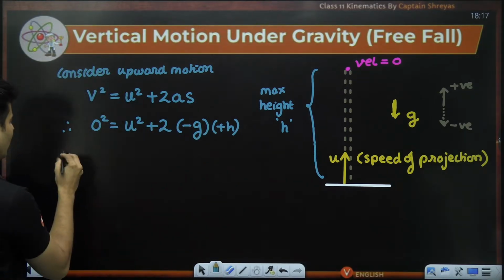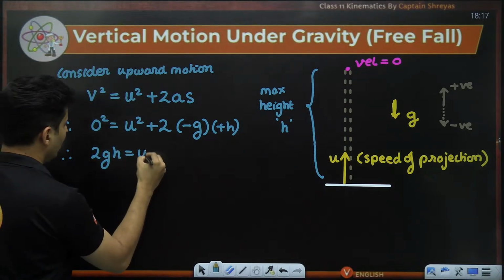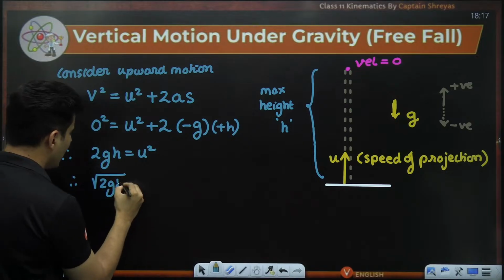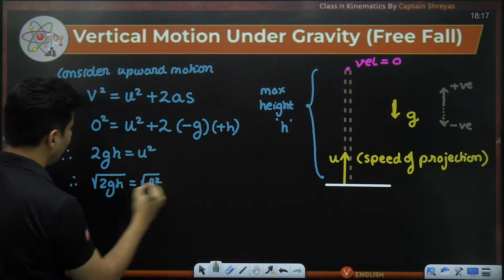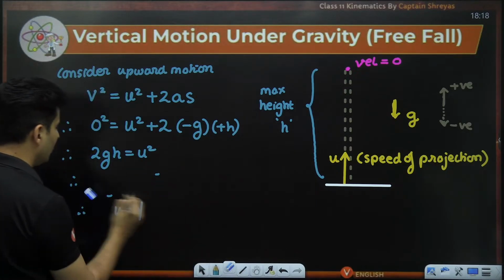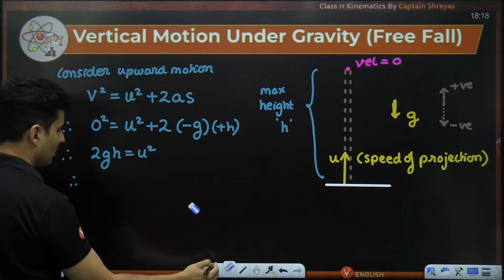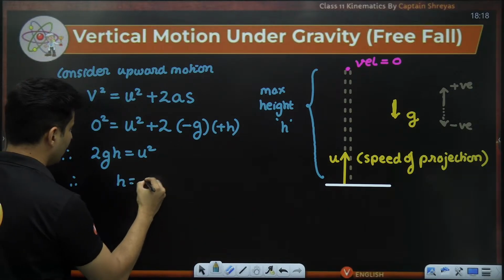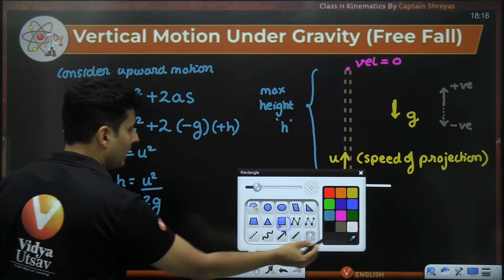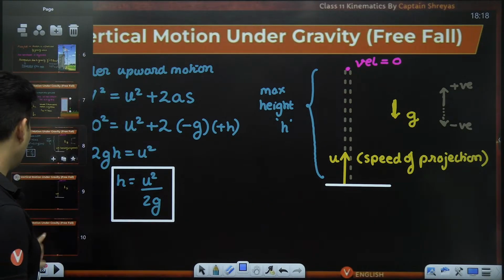Anyways, now bring this over here. So you will see 2gh is equal to u square. Therefore, taking square root, root of 2gh is equal to root of u square. Actually, I don't need that. I just need h. So just rearranging, h will be nothing but u square divided by 2g. This is a very nice formula. Height is u square divided by 2g.